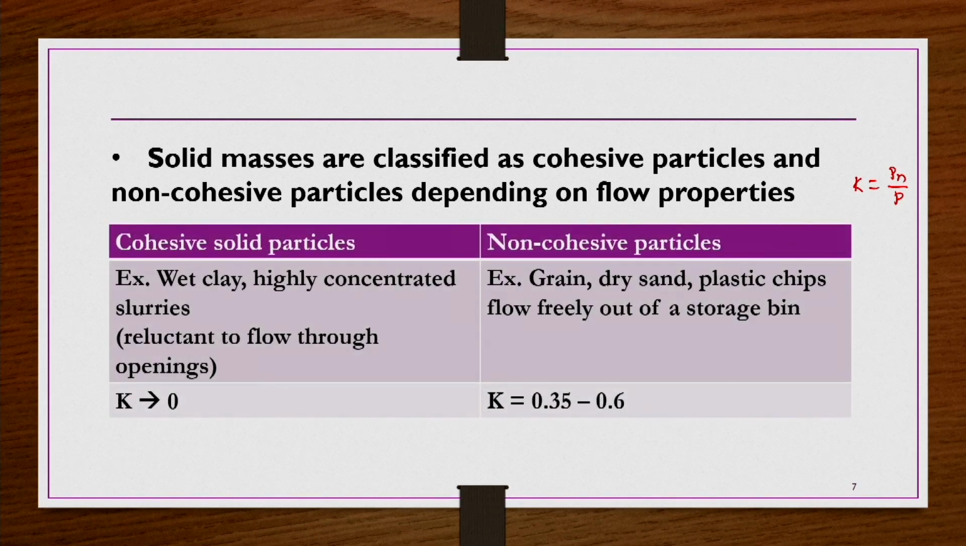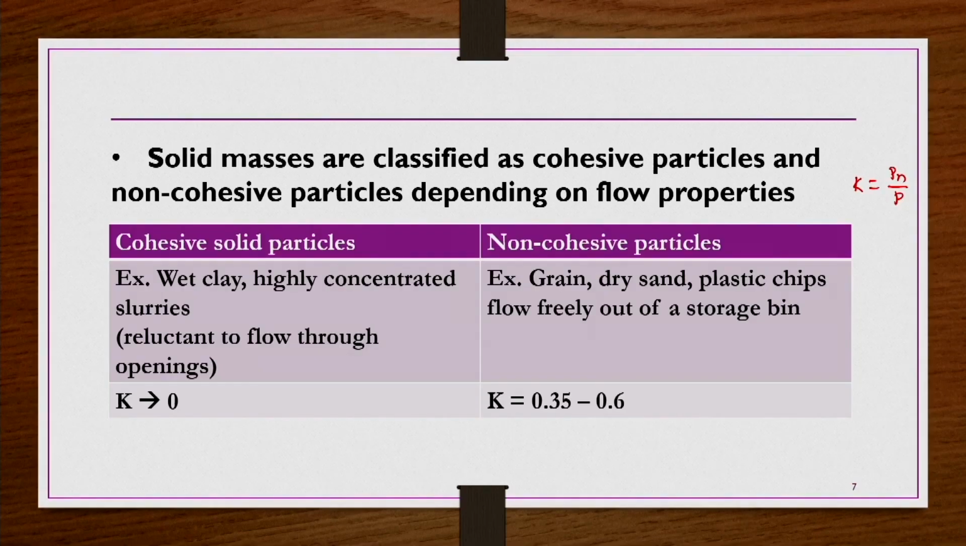We have cohesive solid particles such as wet clay and highly concentrated slurries, which are reluctant to flow through openings. In general, you have, let us say, a big container with an opening at the bottom. When you open the opening, the material should comfortably flow. But if the solid material is cohesive, like wet clay or highly concentrated slurries, it may not flow comfortably, and indeed it will be reluctant to flow through openings.